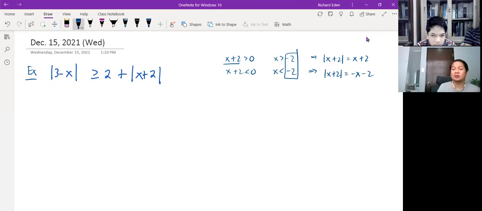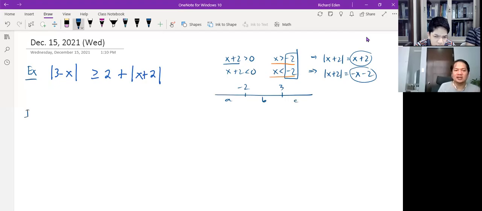All right, so see what happened here? We were able to remove the absolute value bars. And how did we make that happen? By making assumptions on the values of x. Now 3 minus x turns at the number 3. So the turning points are negative 2 and 3, and they divide the real number line into 3 intervals, A, B, C. Let's look at solutions in the first interval.